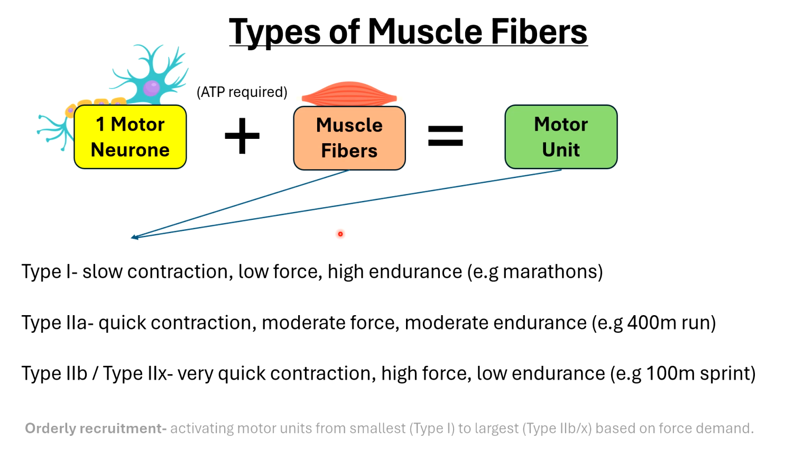The recruitment of these muscle fibers follows this principle: activating motor units from smallest to largest is the rule, depending on the exercise. So in the 100-meter sprint, you will actually activate the type 1 motor units first, but then because of the demand of force, you will quickly change to type 2B/type 2X, same thing.